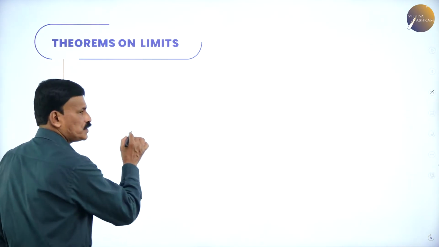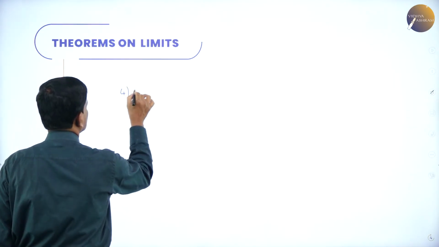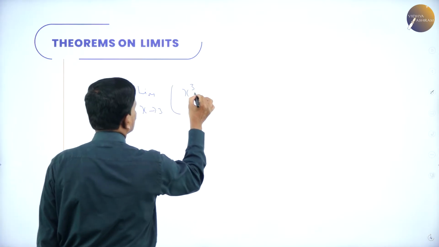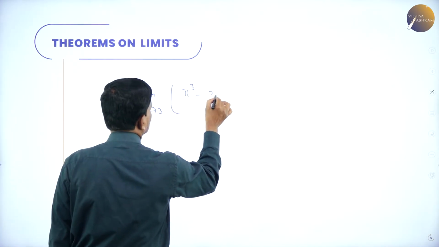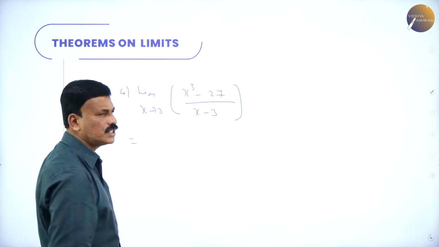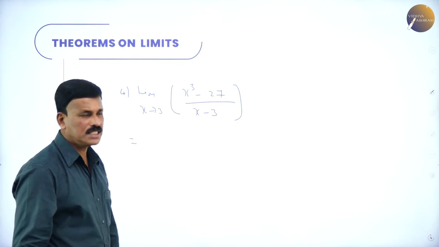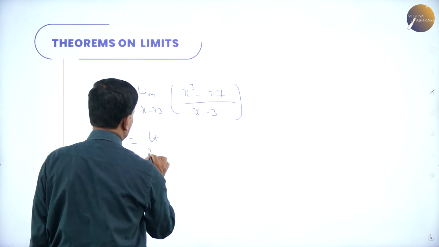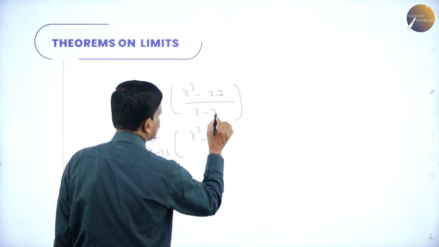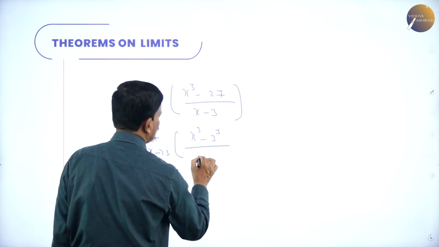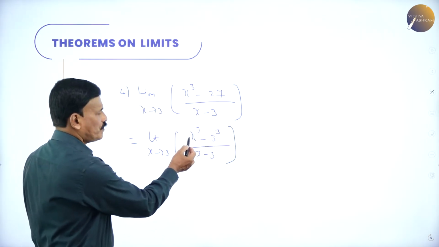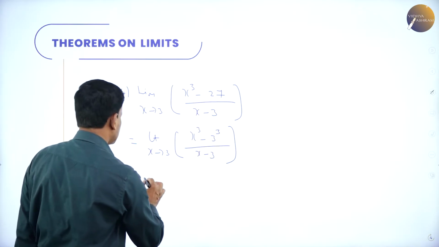Okay. Suppose you want to evaluate limit x tends to 3 of x cube minus 27 divided by x minus 3. Now, even if you put x is equal to 3, you will get 0 by 0, which is an indeterminate form. This can be evaluated. Just limit x tends to 3 of x cube minus 27 can be written as 3 cube divided by x minus 3. Again, this is of the form limit x tends to a of x raised to n minus a raised to n divided by x minus a.